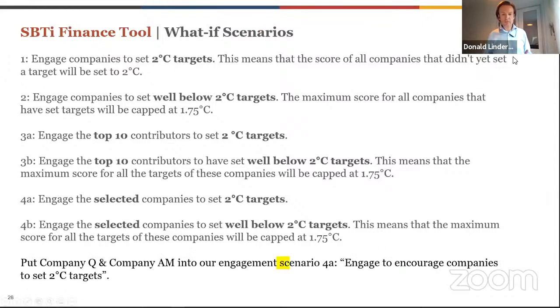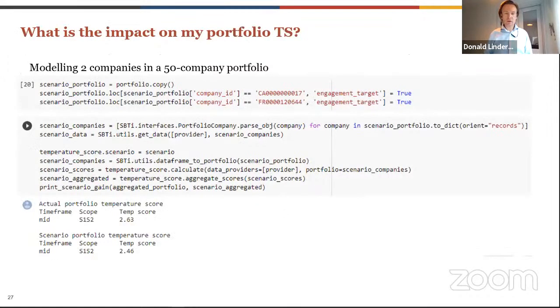And what I'm going to pick is actually scenario 4A, which is sort of trying to at least get these companies to set a 2-degree target. That's sort of the base level. And if we run the portfolio again through that what if scenario, this is what we're going to get. So remember that we've only changed 2 companies here in a 50 company portfolio. And our initial scope 1 and 2, which we remember from before, was 2.6 degrees. And the new score for the overall portfolio is 2.4 or 2.5 degrees in this particular case.